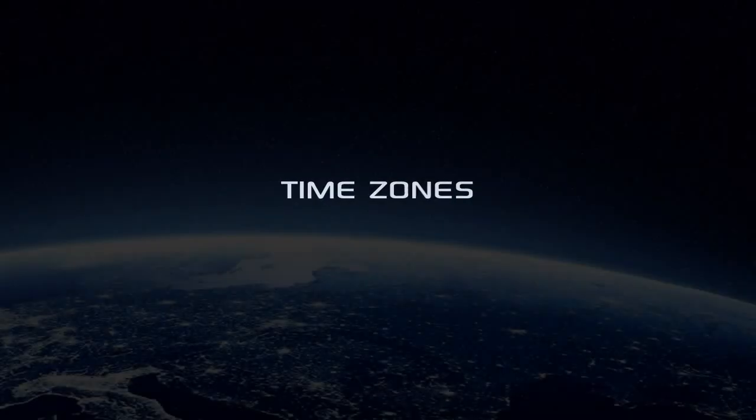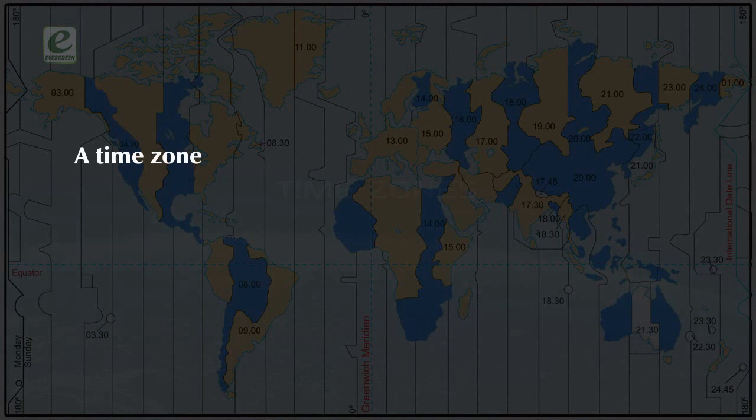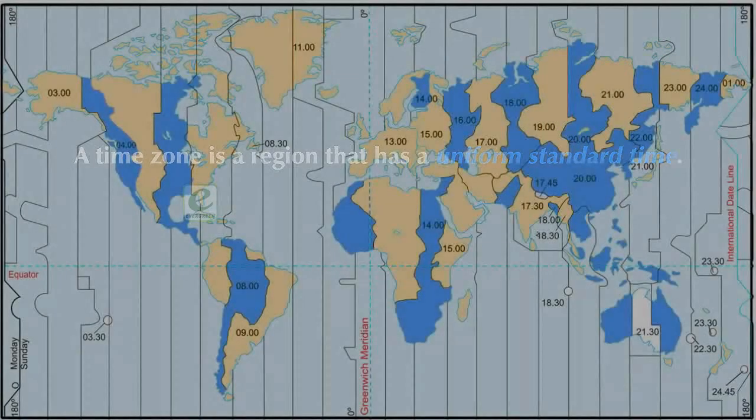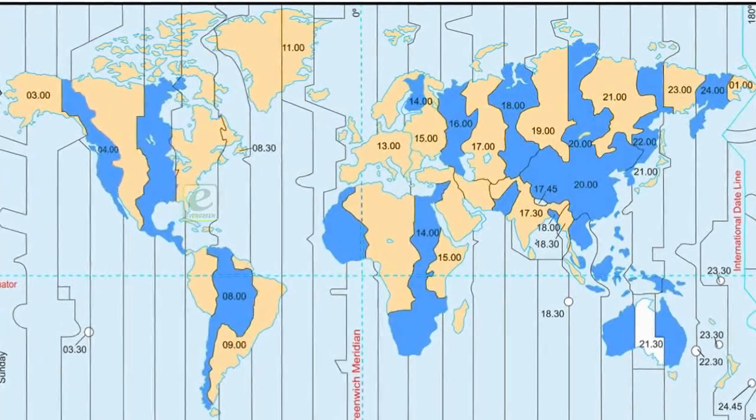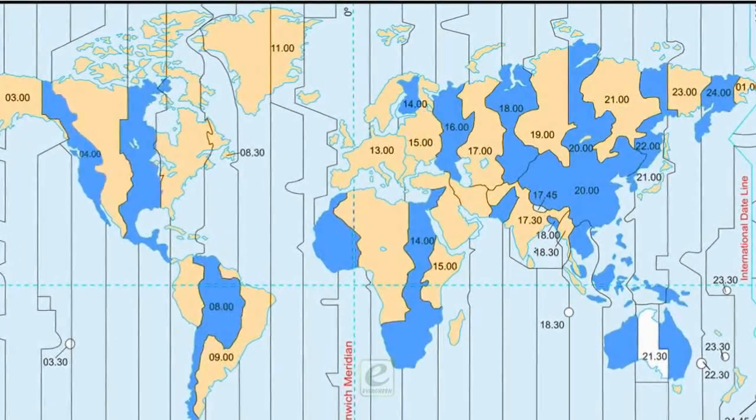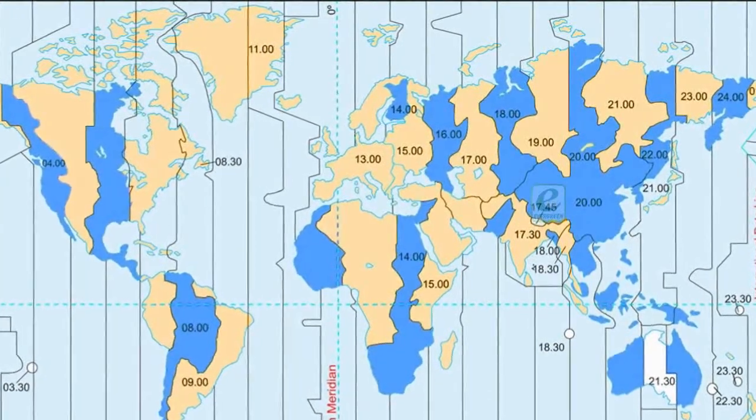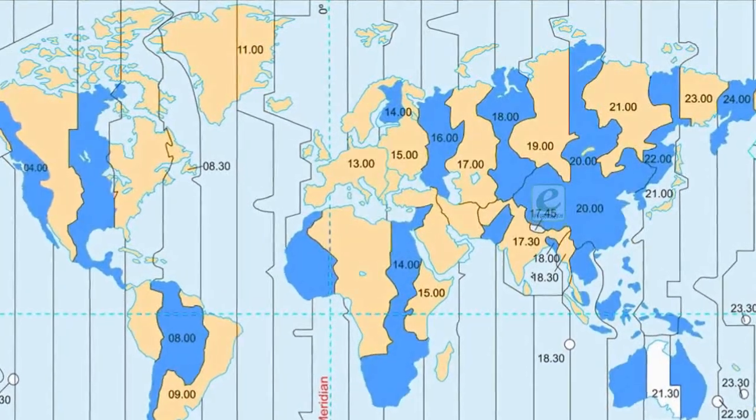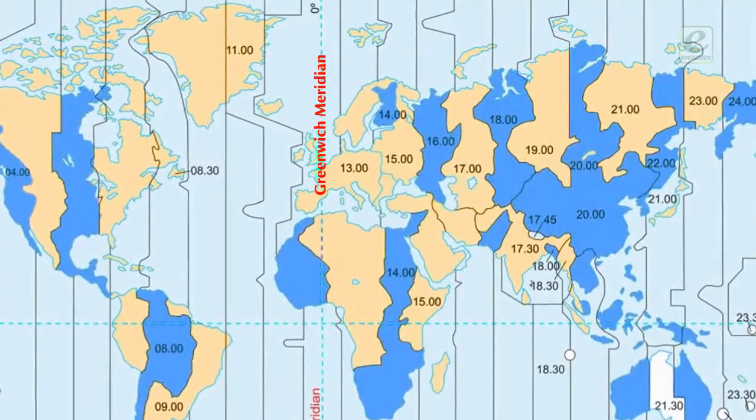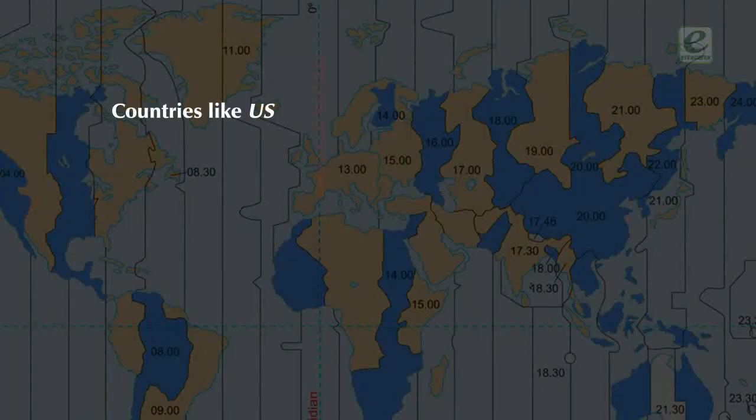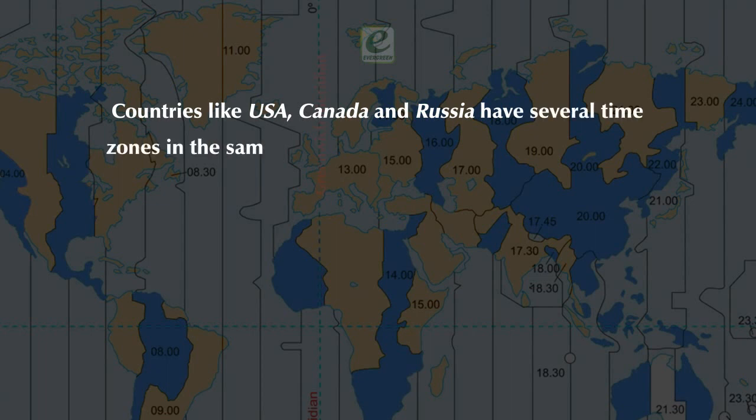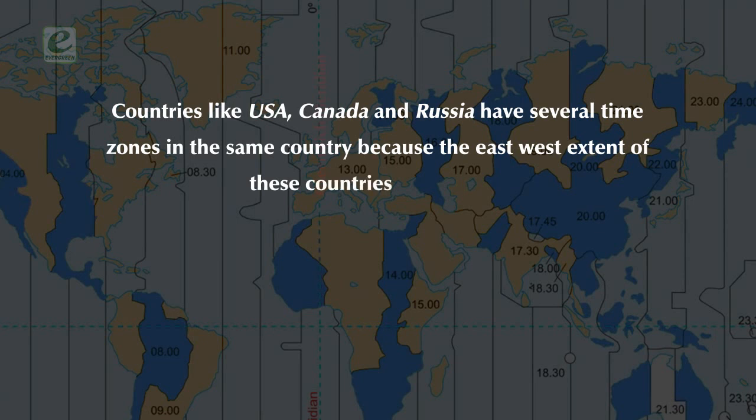Time zones. A time zone is a region that has a uniform standard time. Each time zone has a difference of 1 hour. Time changes by 1 hour forward and backward respectively for every 15 degrees east or west of the Greenwich meridian. Countries like USA, Canada and Russia have several time zones in the same country because the east-west extent of these countries is very vast.